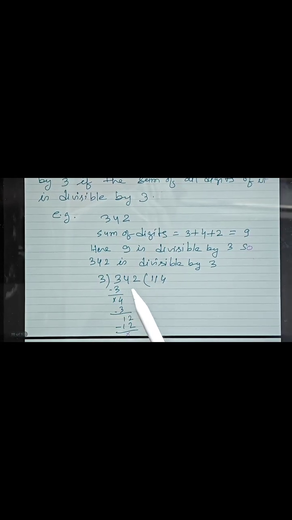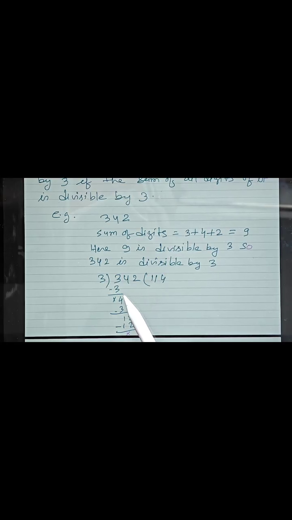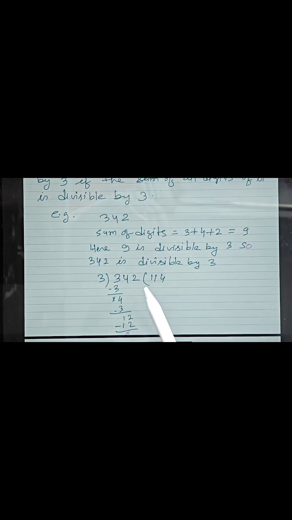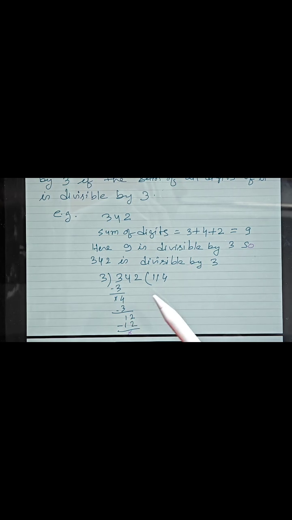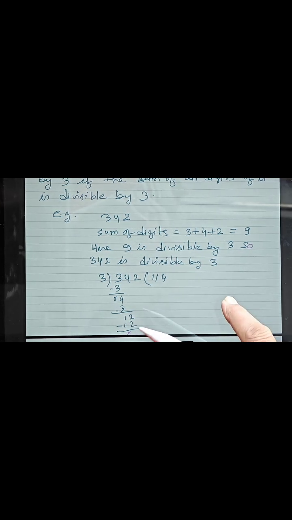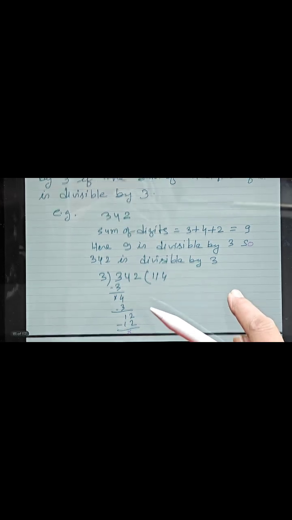3 1s are 3. Again 4 is there, so 3 1s are 3, so 1 left, 2 carry, so 3 4s are, so this is divisible by 3. So this is the rule for the divisibility by 3.